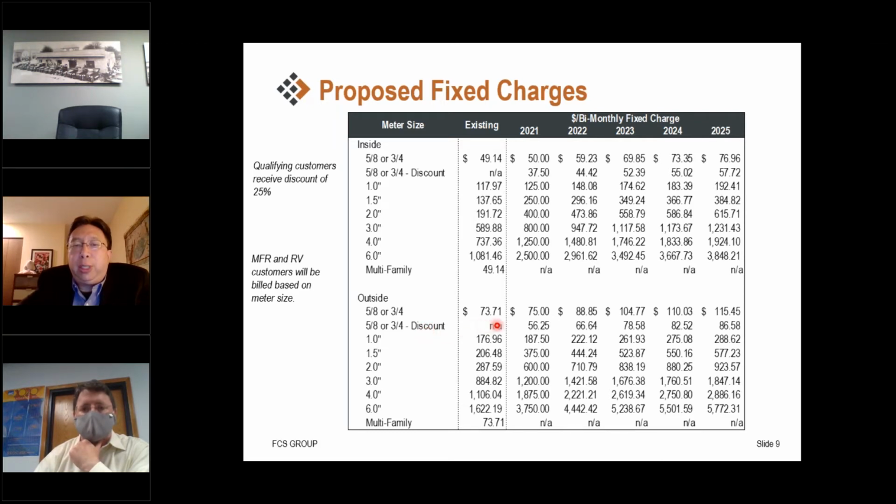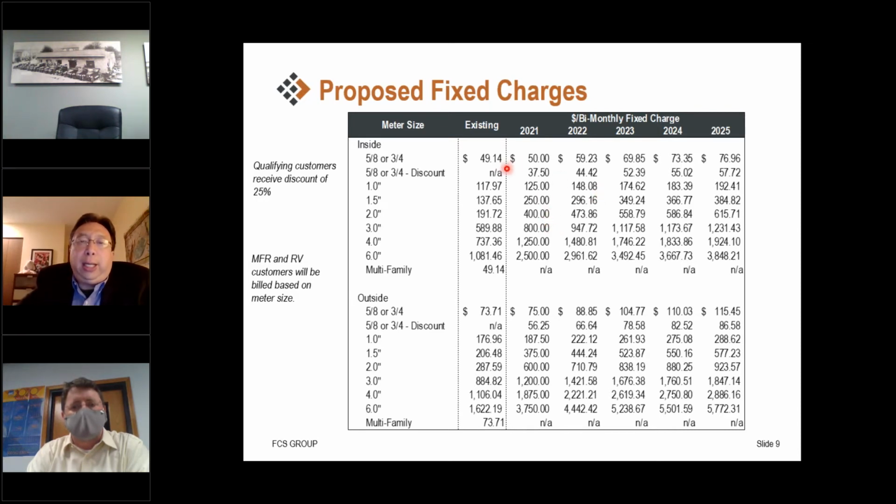Right now, you do not have a discount on your water utility, but you do have one for your sewer utility. What we're recommending here is that we establish a discount of 25% for qualifying customers. This would apply across the board to both their fixed charges as well as their volume charges that I'll show you on the next slide.